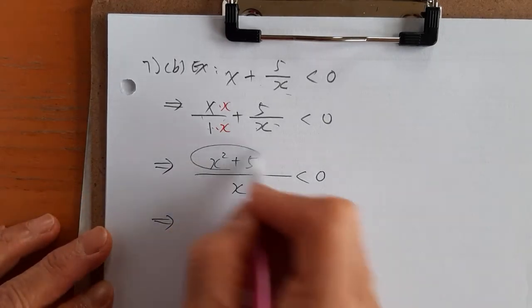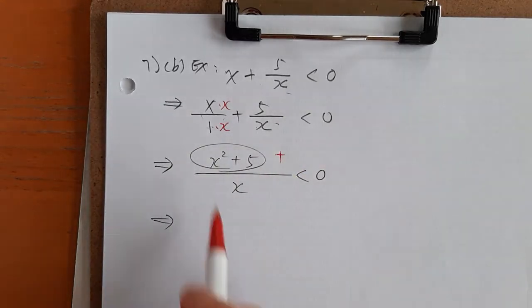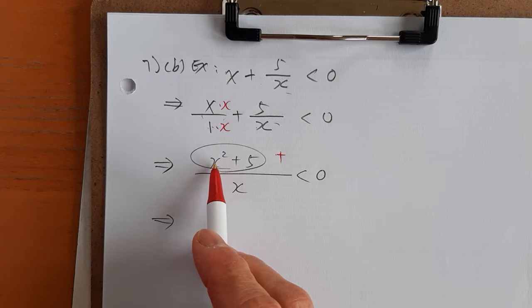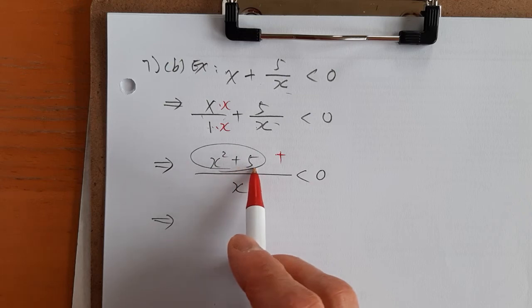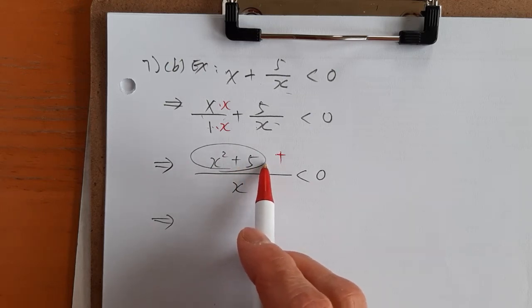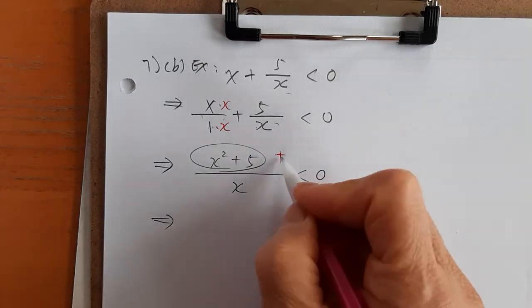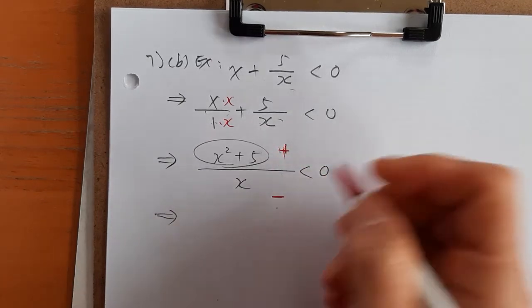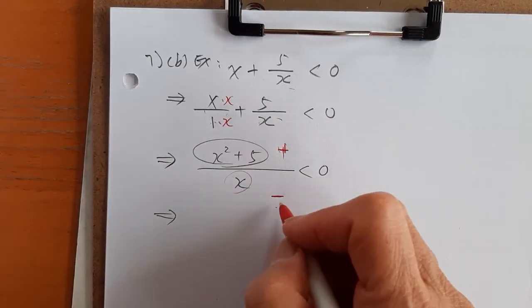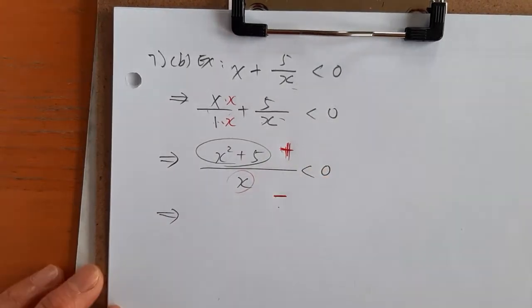Now, x squared plus 5 is going to be always what? Always positive. No matter what real number x you plug in, x squared is always non-negative. Add 5 is going to be greater than or equal to 5, at least 5, which is positive. And the numerator is always positive, so the denominator needs to be negative. So x needs to be negative. Positive divided by negative is less than 0, negative.